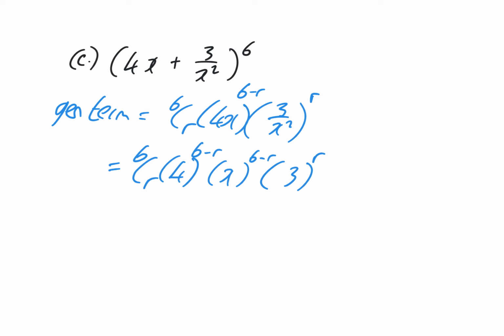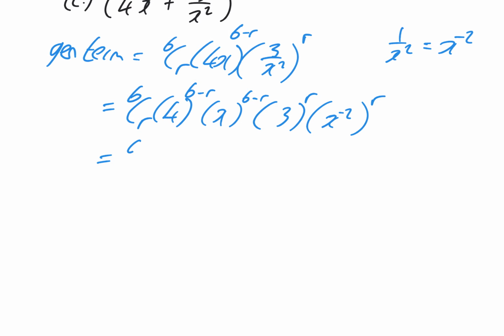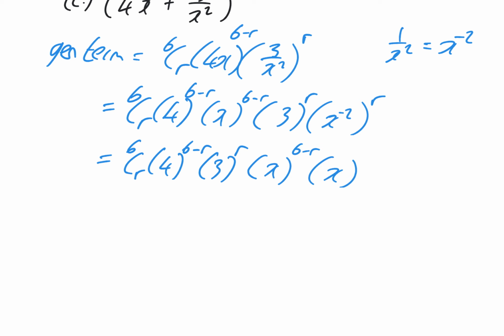So we have all of that. I'm just rattling through this time. That is 1 over x squared. Remember, it's the same as x to the minus 2. So that's x to the minus 2, then to the power of r. Okay, wee bit of tidying up now. That's going to be 6Cr, 4 to the power of 6 minus r, 3 to the power of r. Then you've got x to the power of 6 minus r, then x to the power of, just showing you where I'm getting this from, minus 2 times the r, that's going to be minus 2r. And then all we're doing in this line is grouping the last two terms together.